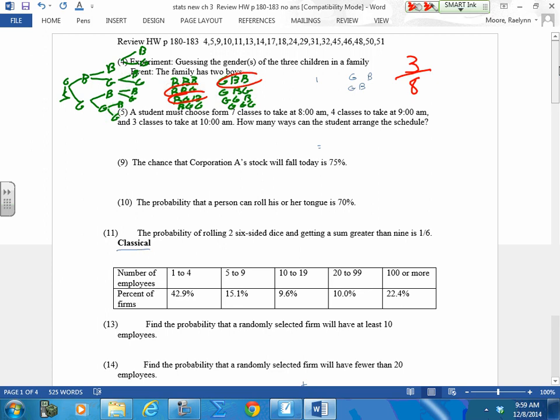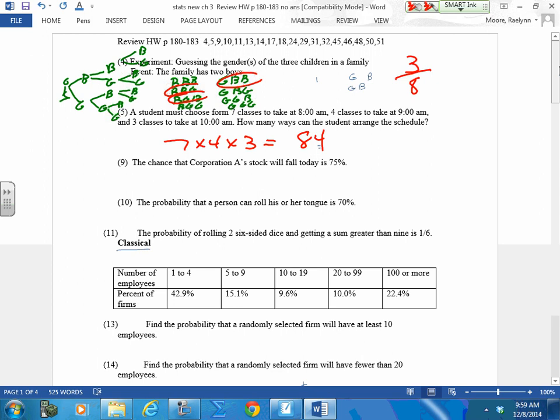Okay? All right. A student must choose from 7 classes to take at 8 a.m., 4 classes to take at 9 a.m., 3 classes to take at 10 a.m. How many ways can the student arrange their schedule? What principle is this? The fundamental counting principle. Good. So what do we do? Multiply that. 7 times 4 times 3 will give you 84 different ways to make your schedule.